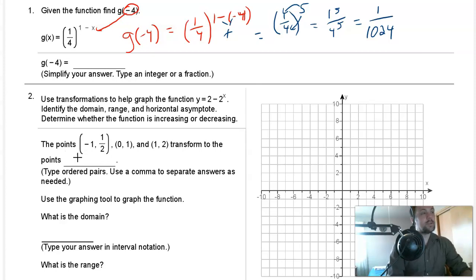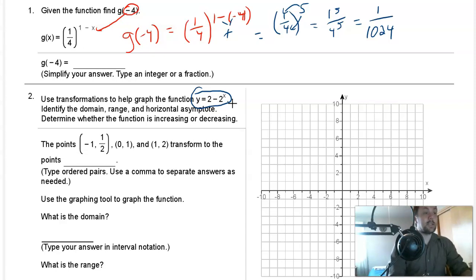Question number 2. Use transformations to help graph the function y equals 2 minus 2 to the x power. Identify the domain, range, and horizontal asymptote. Determine whether the function is increasing or decreasing. So we're being asked to do a lot of things on this problem.